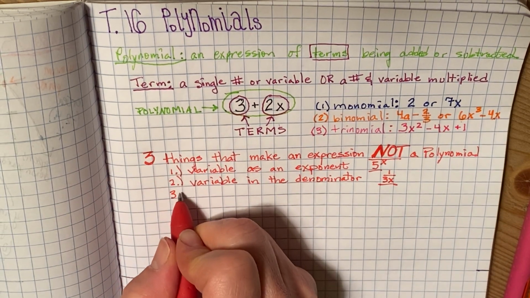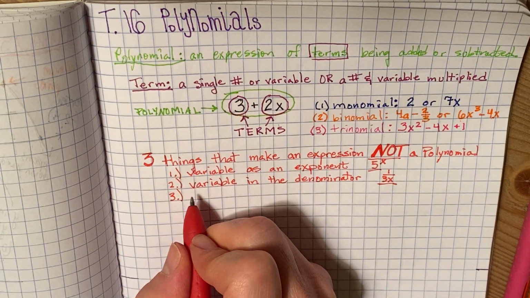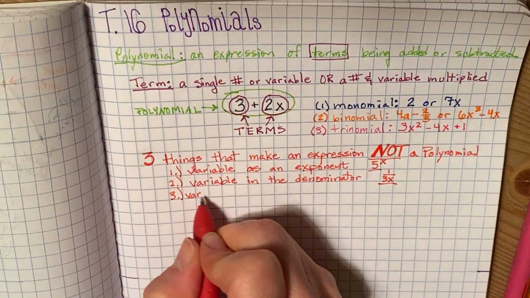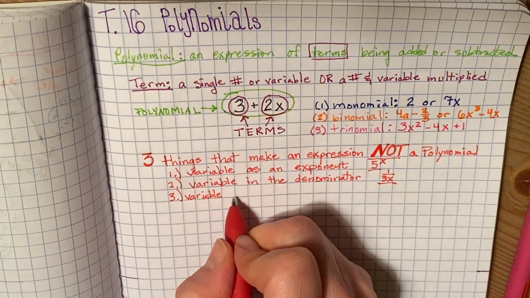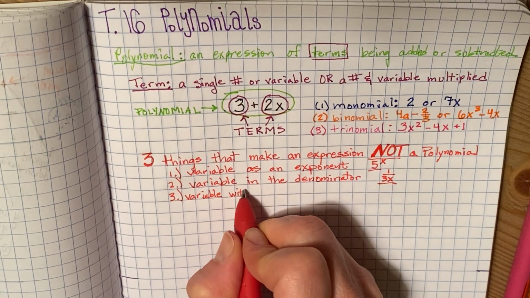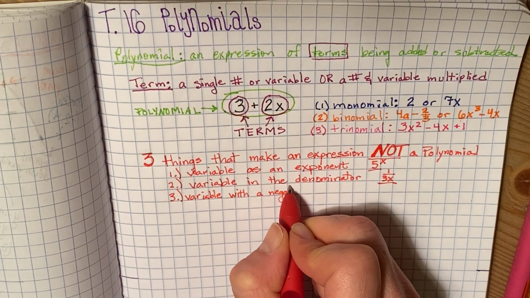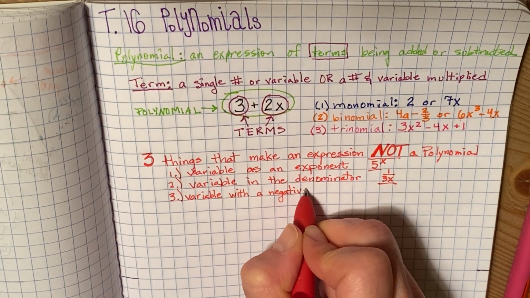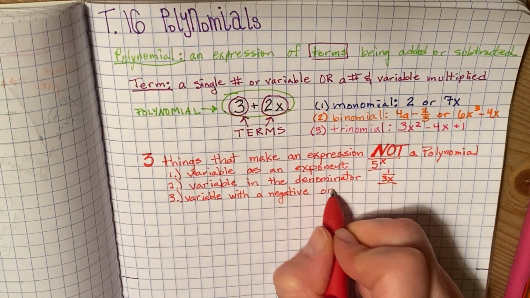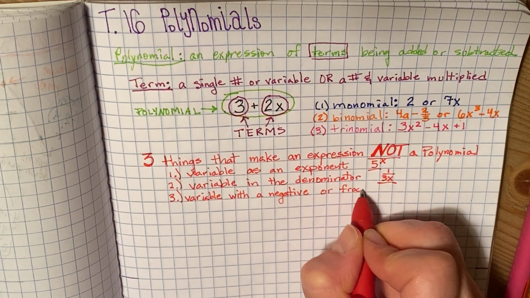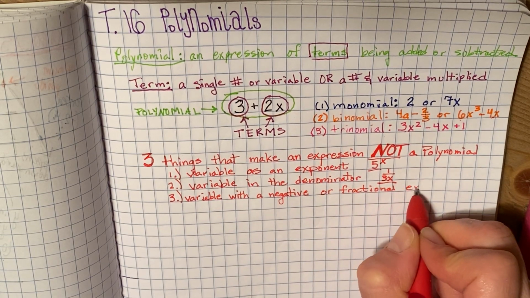And then the third thing, it's kind of a 2-parter. So the third thing is a variable with a negative or fractional exponent. This is what makes it not a polynomial.